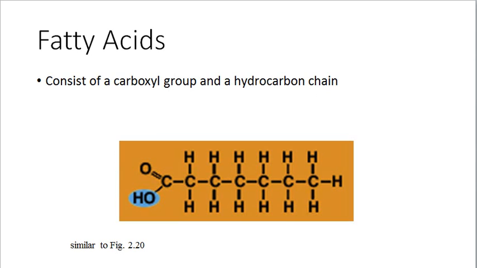They're called acids because they have an acidic carboxyl group, the COOH, on one end of the molecule. The rest of the molecule is composed of only carbons and hydrogens. This part of the molecule is called a hydrocarbon chain. The carbon to carbon and carbon to hydrogen bonds are all nonpolar covalent bonds.